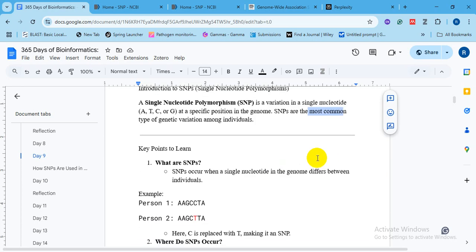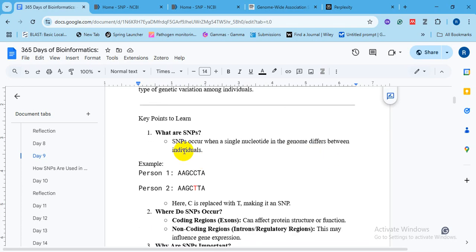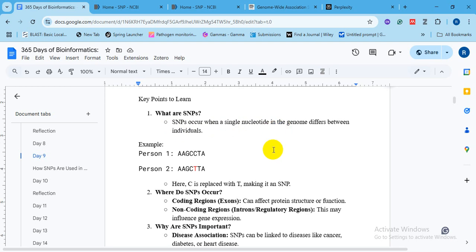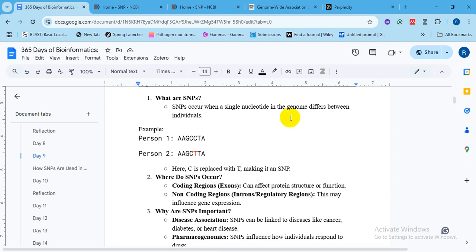Okay. What are the key points to learn? Number one, what are SNPs? SNPs occur when a single nucleotide in the genome differs between individuals. Okay, so here is an example. We said genome. This means that this SNP can be present in the coding or the non-coding part of the genome. Okay, this is person number one.